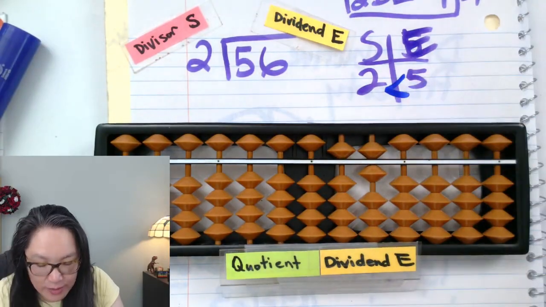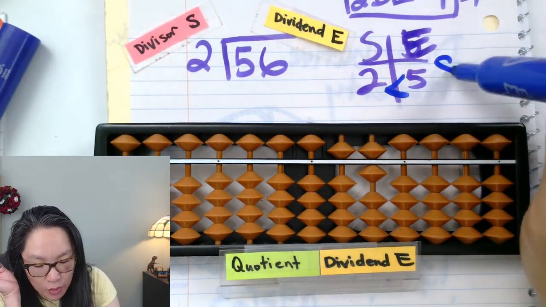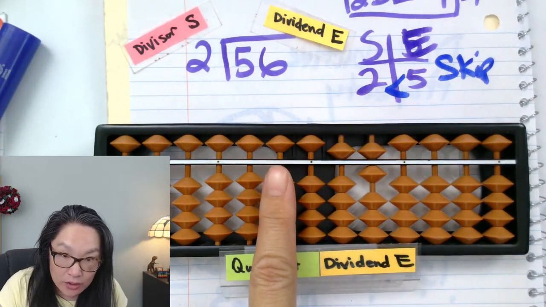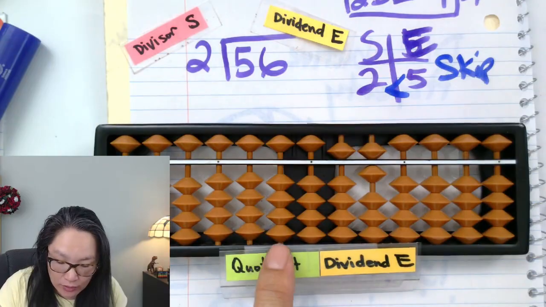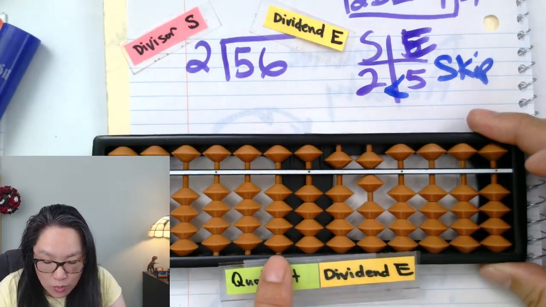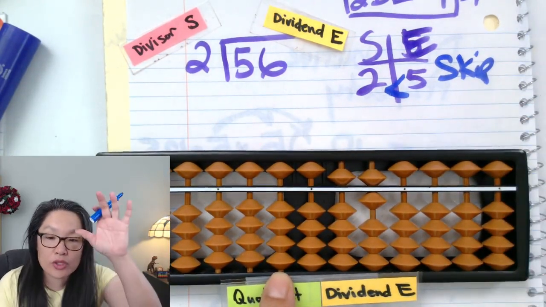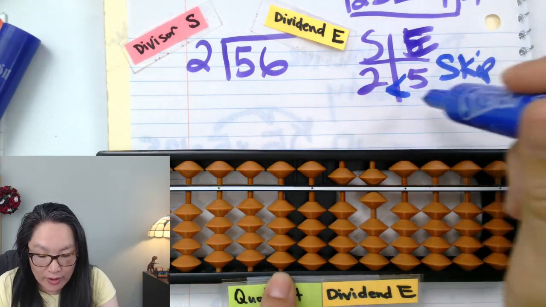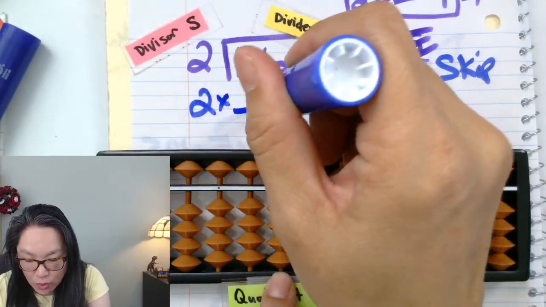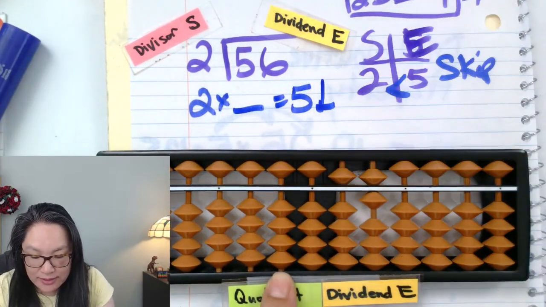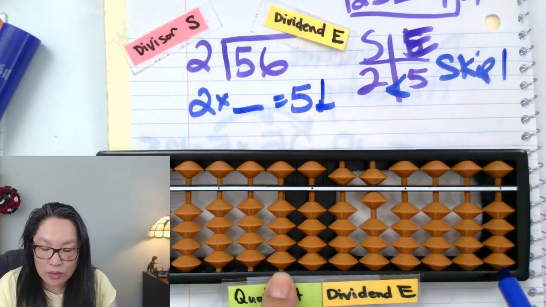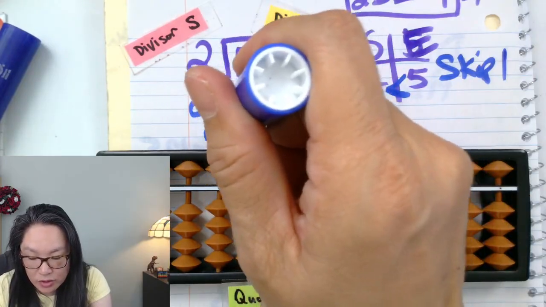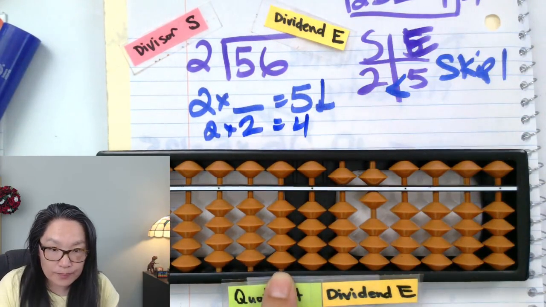So yes, 5 is bigger. If the dividend is bigger, you want to skip one column. That's what we do on the abacus. We're going to skip this column and go here. My answer is going to start here now, and I'm only going to look at one column. Division is just reverse multiplication. So my question is, 2 times what is equal to 5 or less? Because we only need this one column. My answer is 2 times 2 is equal to 4.